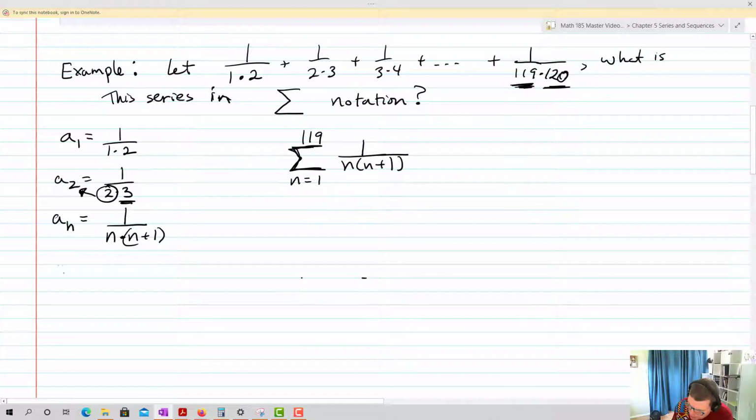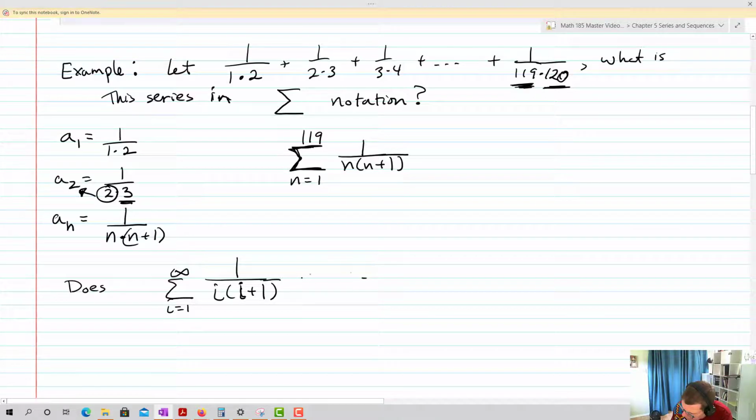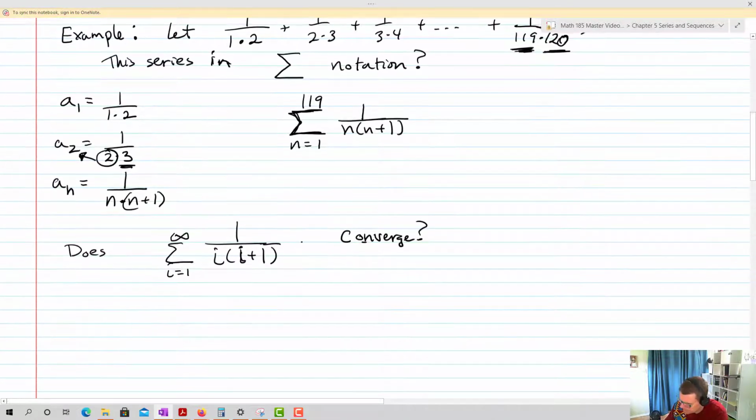Now let's ask ourselves the question: what about the infinite series based upon this series? Does, in this case, the sum from i equals 1 up to infinity of 1 over i times i plus 1 have a value? That's our series, and it's a good question. We have to figure out what the answer is.